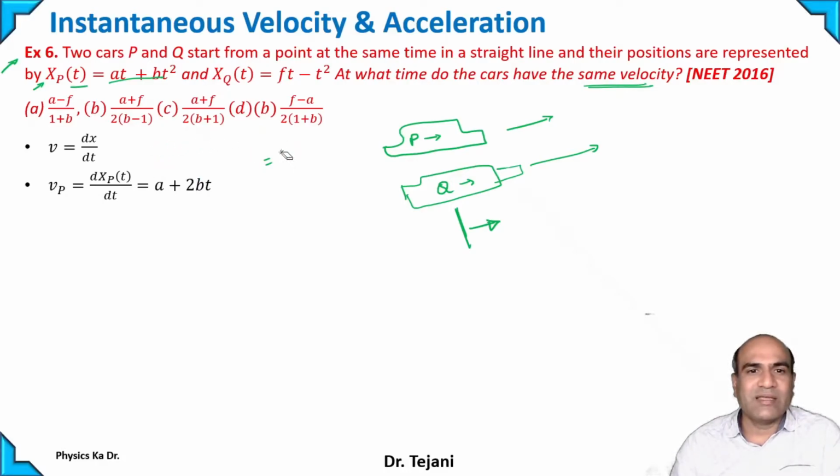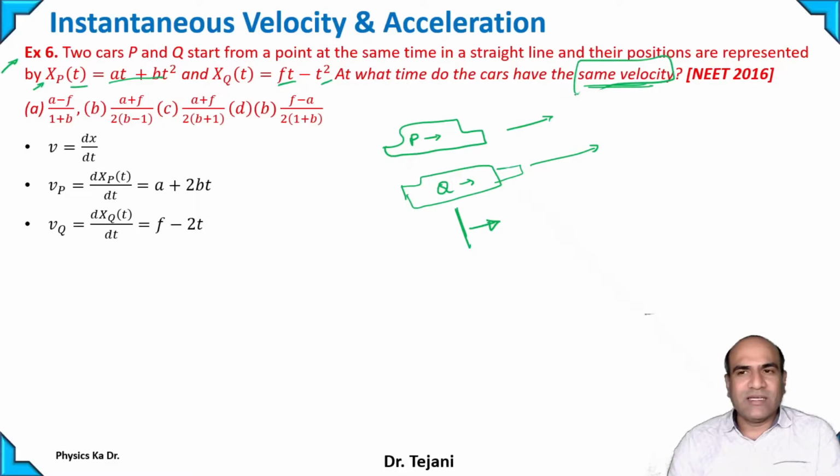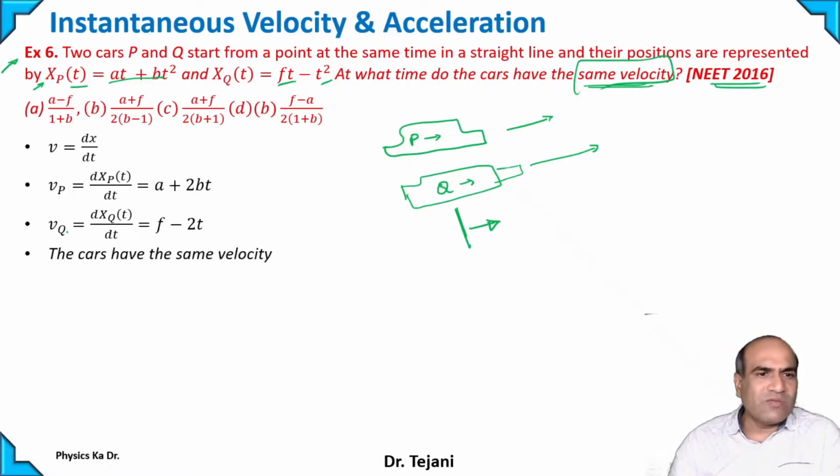And similarly here, for the velocity of the q car, f t becomes f, and minus t square becomes minus 2t. Now what is mentioned here? Both are having the same velocity, NEET 2016. So put this, both the velocities are equal.